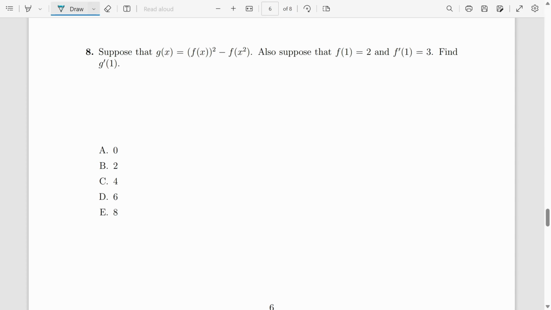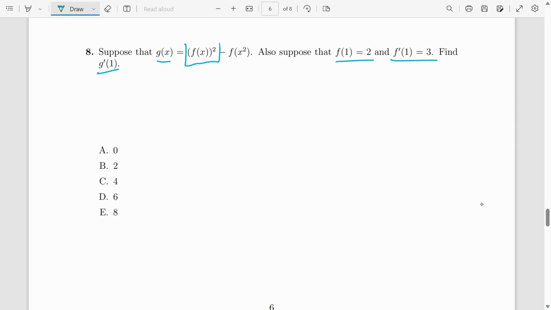All right, question 8. This is one of those questions where you're given a couple of ambiguous functions. So we have this g of x, which is defined by this combination of f of x's, and we don't actually know what f of x is. We're just given a couple key values for it, and then we're asked to find g's derivative and then plug in 1 for x. So take the derivative of this and then plug in 1. So let's do that. Take the derivative.